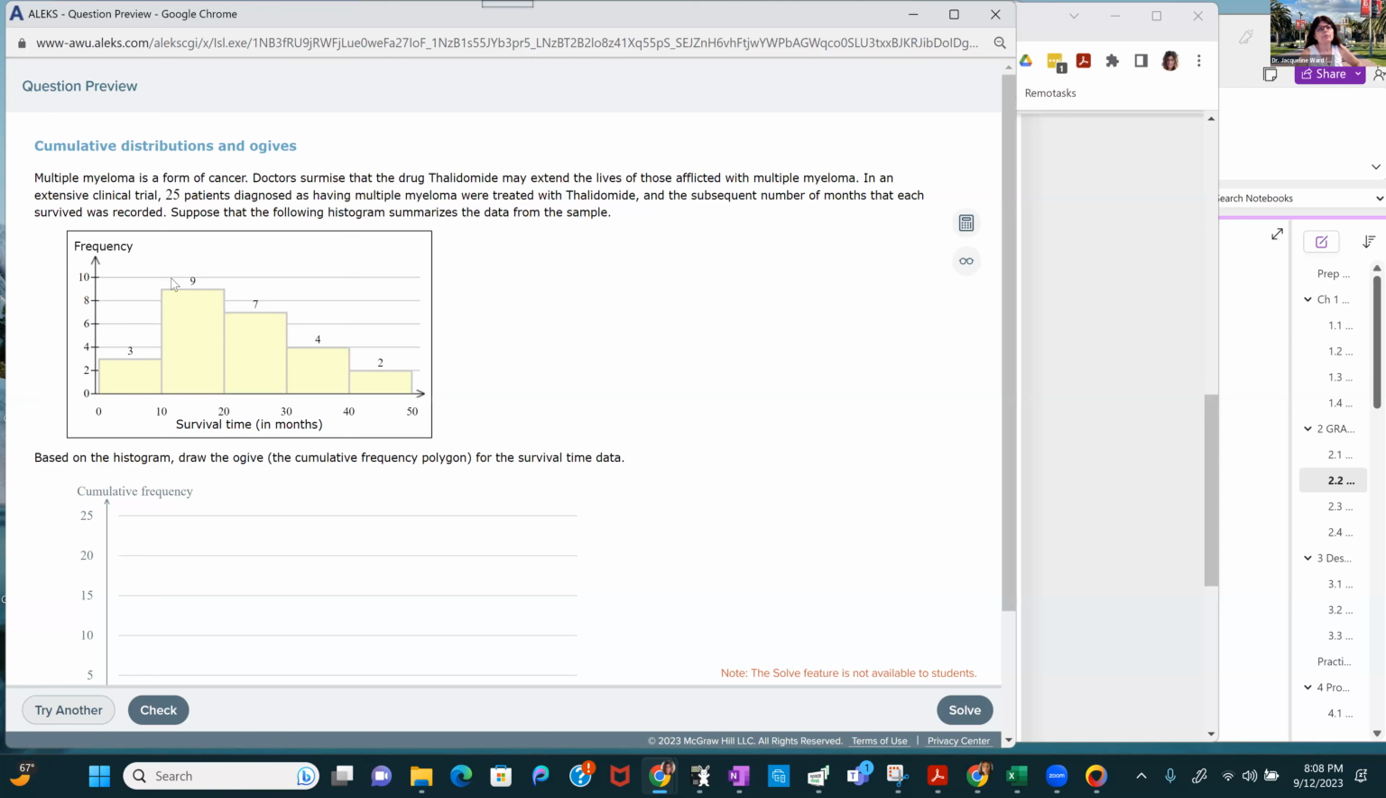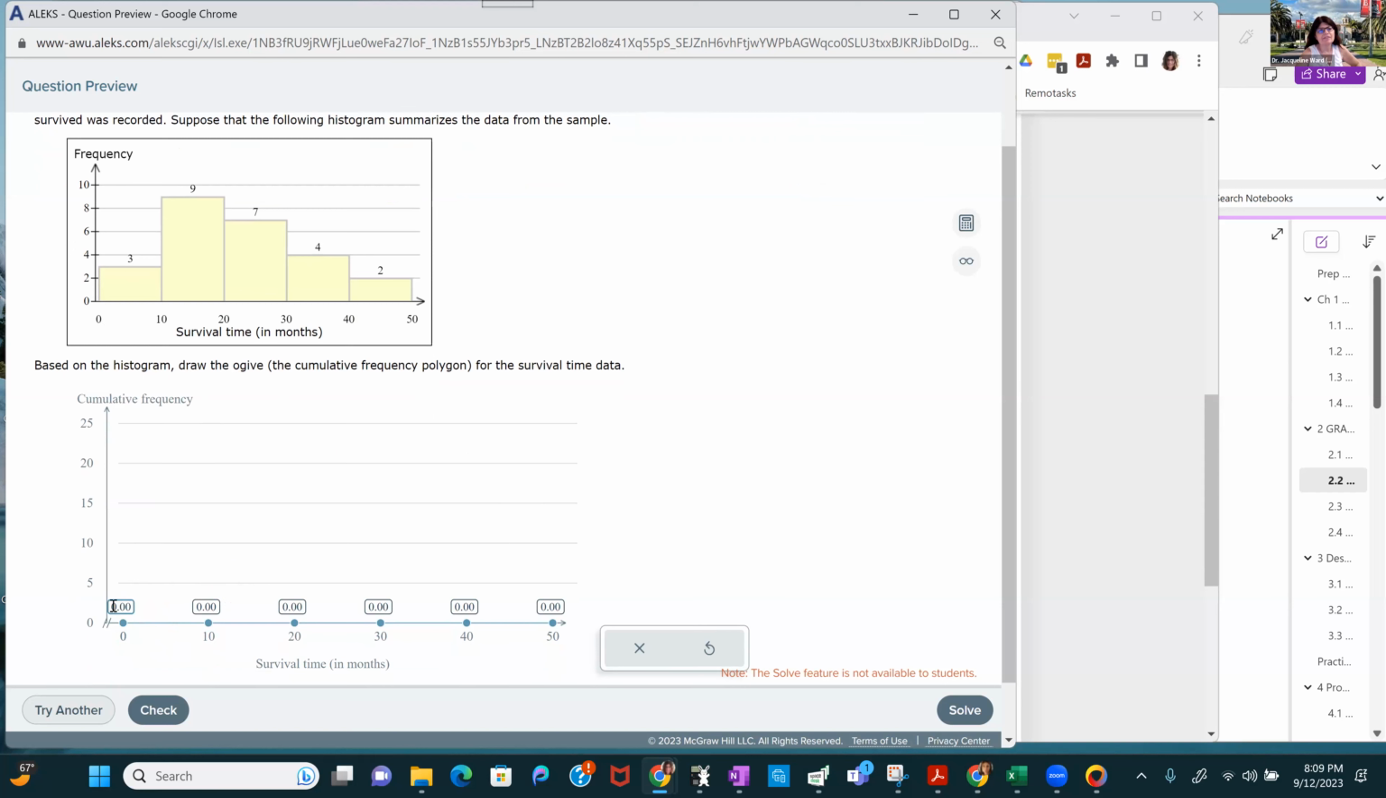So based on the histogram, draw the ogive. Okay, it's cumulative. So there are no patients who survived less than 0 months, so we have a 0 there. At 10 months, there were 3 out of the 25. I need to follow my own advice and make sure I read these axes. Right, I saw the decimals here and I thought it was relative frequency. But no, this is just cumulative frequency. 3 patients survived less than 10 months. So we just put a 3 there.